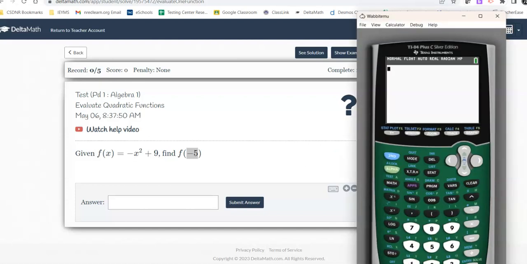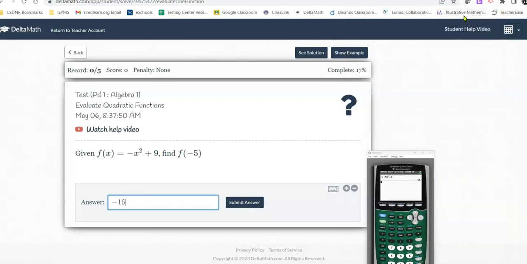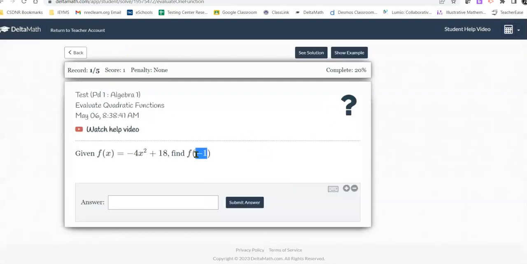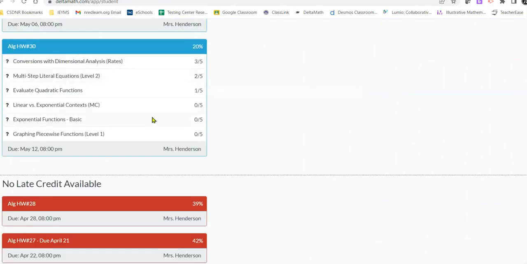So here we go. We're going to have a negative parentheses, -5. Outside of the parentheses is the square. And then you have plus 9. So use your calculator. That's why you get -16. All right, same one with the next one. You erase and replace. Please make sure you're using your calculator properly.